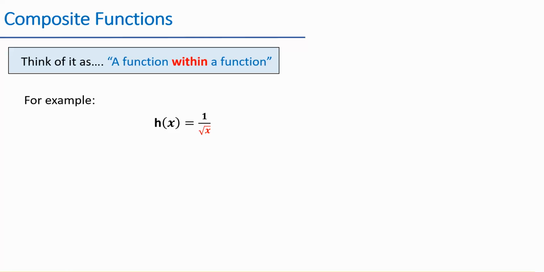Listen to me say that again. The image of your first function has to fit into the domain of the second function. So another way of saying that, the y values of the first function have to be a part of the x values of the second function. And that's what you're really doing here. When you say f of g of x, see, g of x is your y values. The y values have to fit the domain.